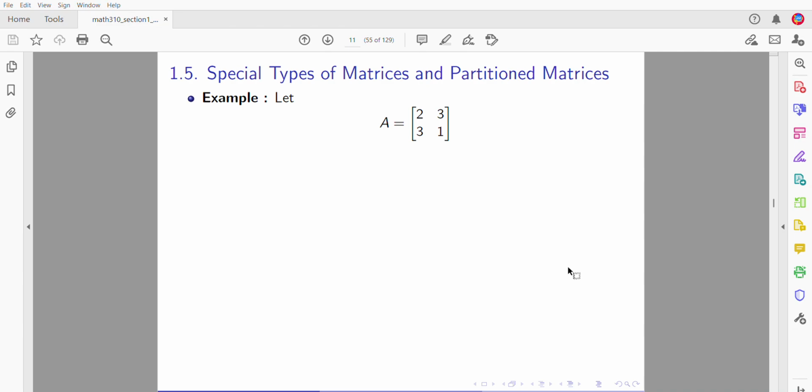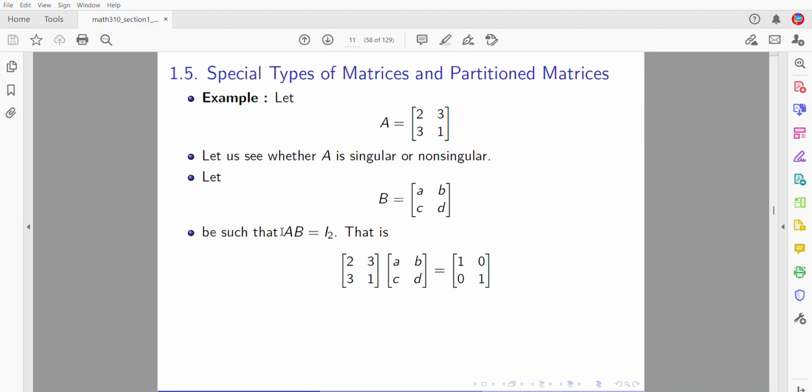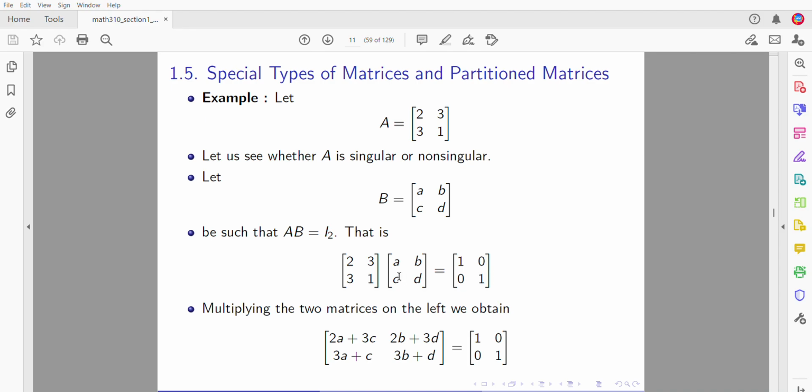Let's look at an example. A equals [2, 3; 3, 1], a 2 by 2 matrix. Let us see whether A is singular or non-singular. Suppose B equals [a, b; c, d]. So notice this is a 2 by 2 matrix, so if at all you need a B, it has to also be 2 by 2. Suppose B is such that A times B is the 2 by 2 identity matrix. So I'm multiplying these two matrices.